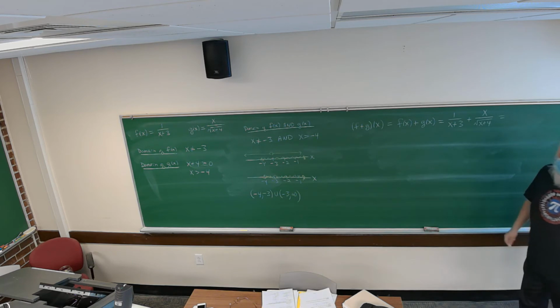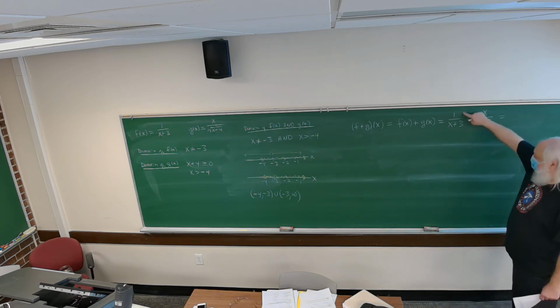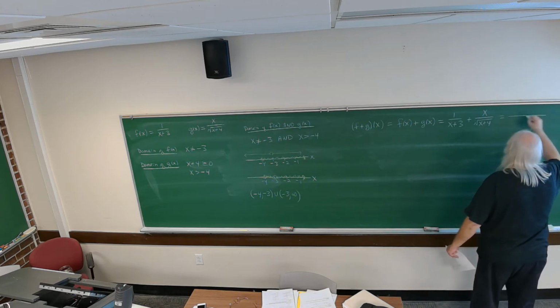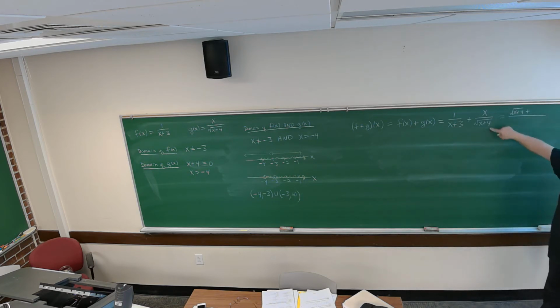Now you've got two quotients, you need a common denominator. What's the common denominator? X plus 3 times the square root of x plus 4. So for this first quotient, we multiply top and bottom by the square root of x plus 4. And for the second quotient, we multiply top and bottom by x plus 3.